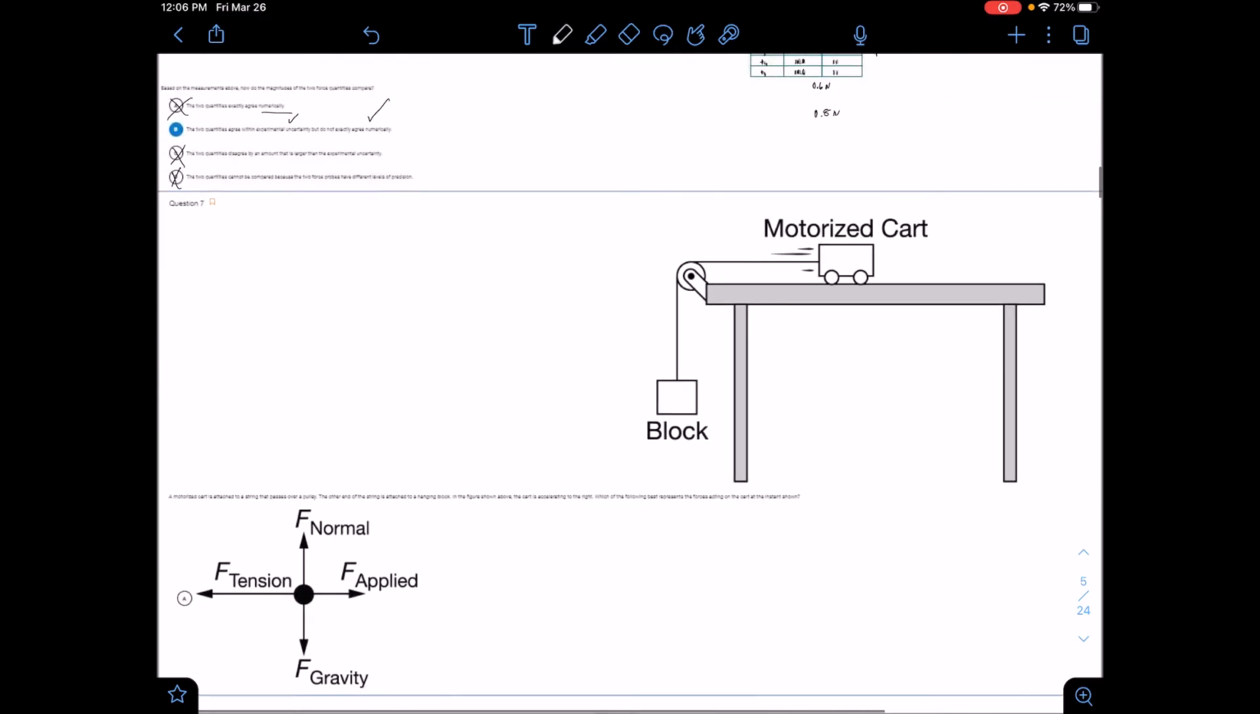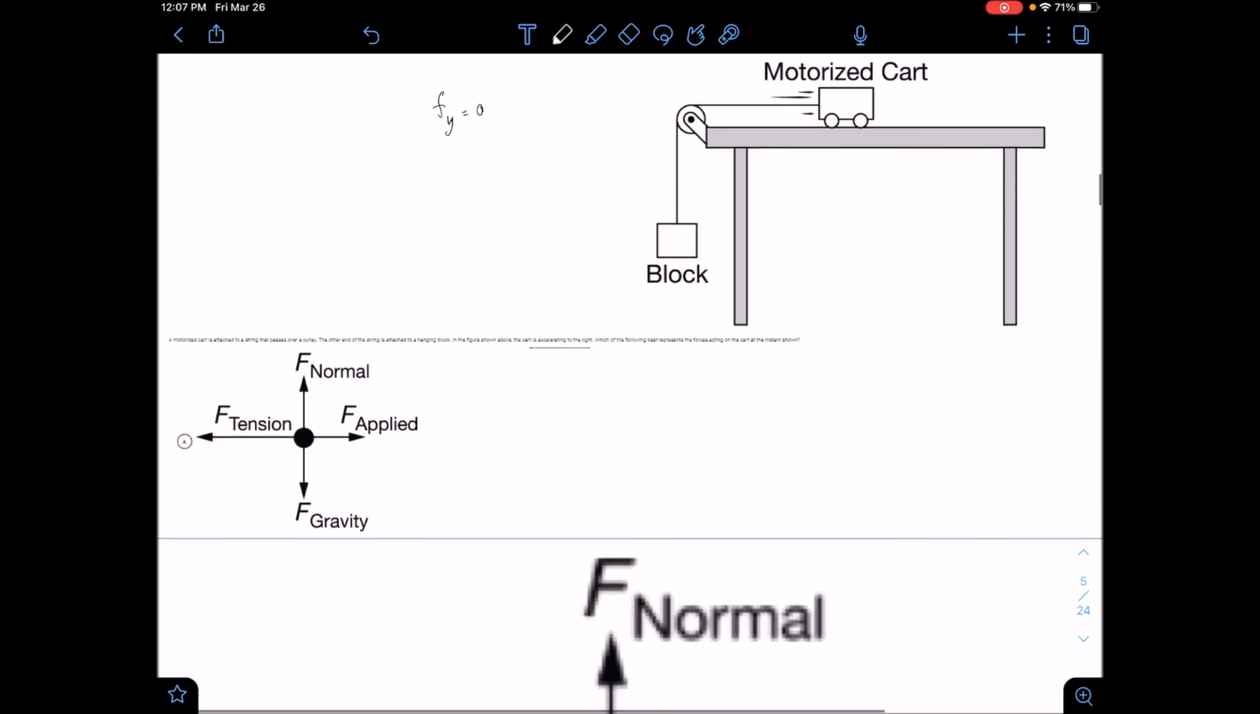Alright. A motorized cart is attached to a string that passes over a pulley. The other end of the string is attached to a hanging block. In the figure shown above, the cart is accelerating to the right. Which of the following best represents the forces acting on the cart as shown? So the first thing to note is that the cart is accelerating to the right. What this tells us is that the forces in the vertical component must be equal to 0. So they must be even.